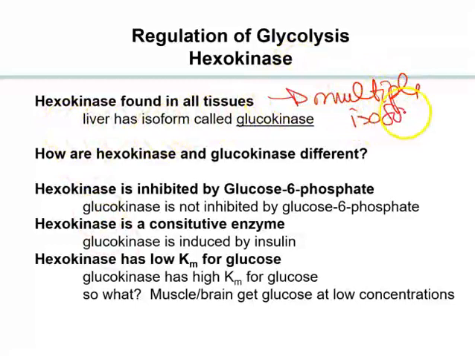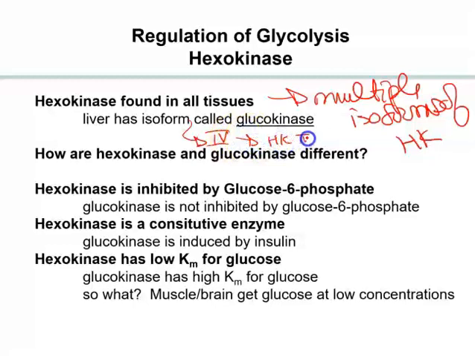isoforms of hexokinase. The liver has hexokinase isoform 4. So the liver has hexokinase 4, and this is also known as glucokinase. How are hexokinase in all of the other body tissues and glucokinase, aka hexokinase 4 in liver, different?